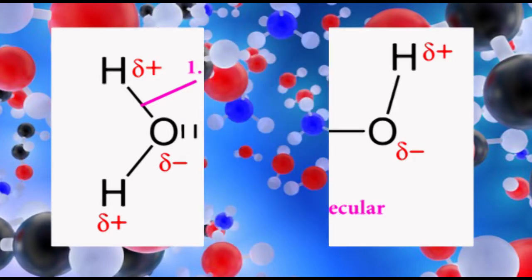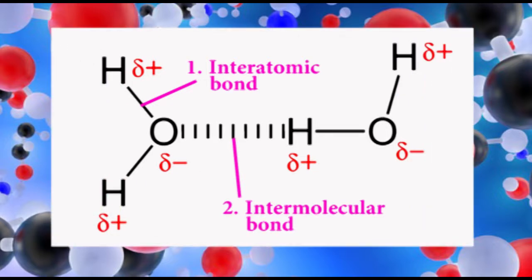Now, interatomic bonds are only broken through what we call chemical reactions, when electrons are being transferred. That is, they are broken by chemical reactions. When electrons are involved in the reaction, that is when the interatomic bonds are being broken down.